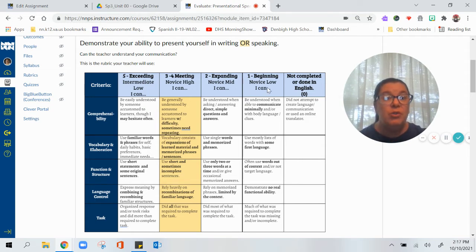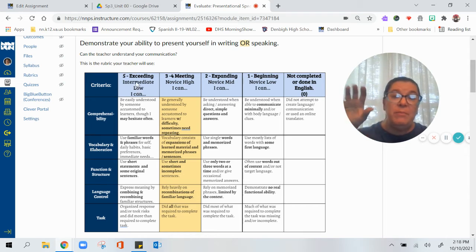In Spanish 1, you started off here at novice low or beginning. By the end of Spanish 1, you were really pushing to be novice mid. Hopefully you started Spanish 2 novice mid and you ended Spanish 2 novice high. Obviously, we're in a pandemic, we're doing the best we can. So hopefully that explains this top part.